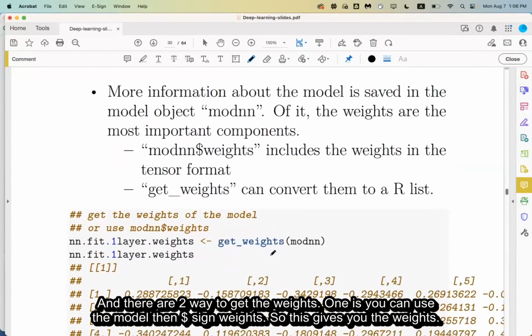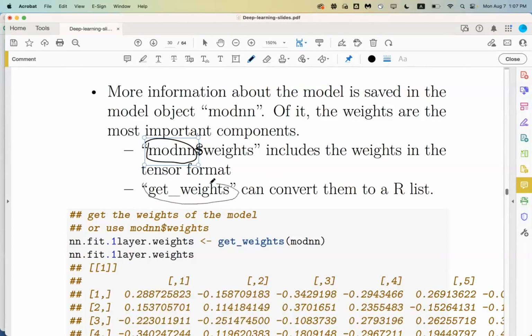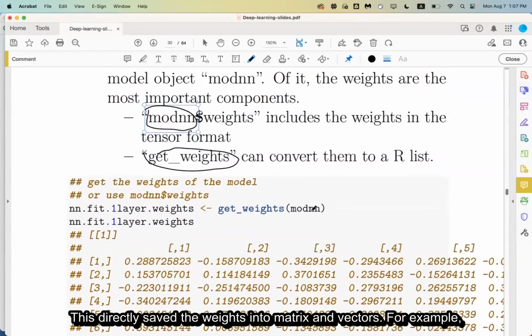And there are two ways to get the weights. One way is you can use the model and then $ some weights. So this gives you the weights. But those weights are in the tensor format. It's not in the typical matrix format in R. And if you want to change the tensor format to the matrix format, you can use the get_weights function. This directly saves the weights into matrices or vectors.